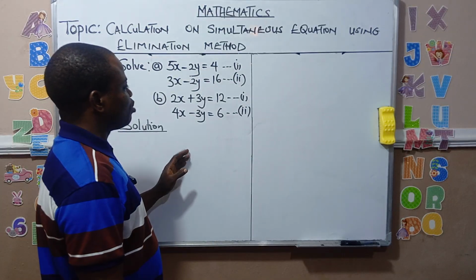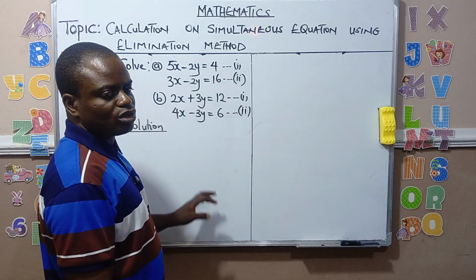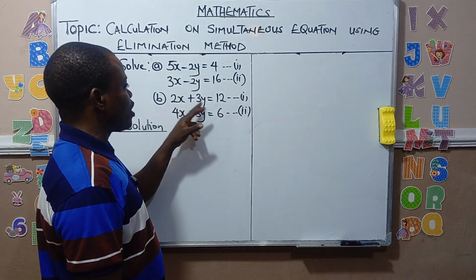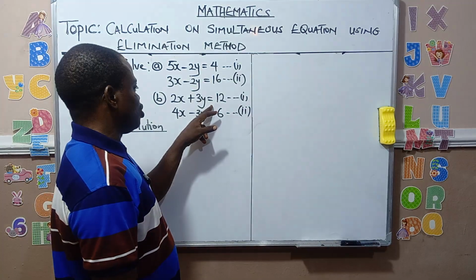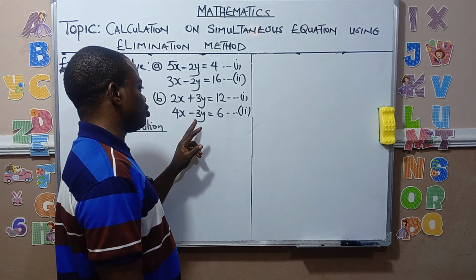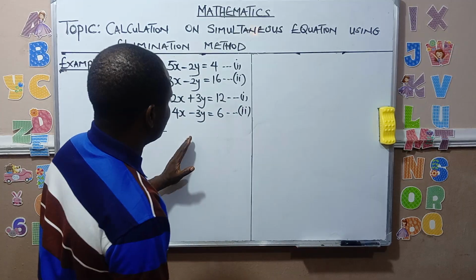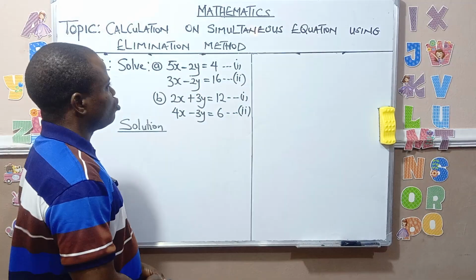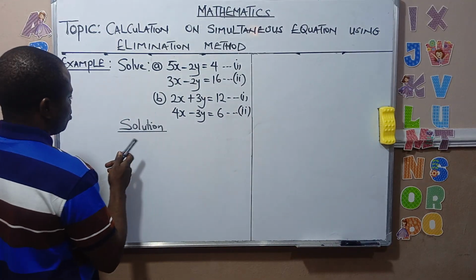But if you want to carry out substitution method, you make x the subject of the formula or y the subject of the formula and substitute in the other equation. Is that okay? If you make x or y the subject of the formula in equation 1, you substitute it in equation 2. Likewise, you can do that in equation 2, make x or y the subject of the formula and substitute in equation 1. But the best way to do it when you have the coefficient of y or x the same is to carry out elimination method directly. Okay, let's start with the first one.